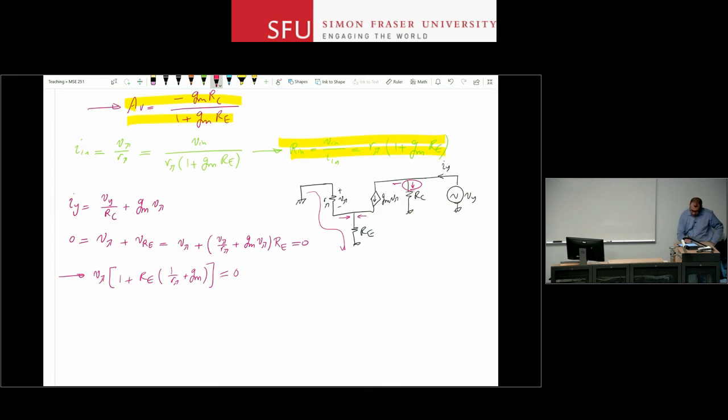Well, this term is non-zero, right? At the very least it is 1. So something times V pi is 0, and from here you can see right away that V pi is 0. Okay? What does that mean? Why is V pi 0? I have connected the source to the output. Why is V pi not a function of that, or is not responding to that?